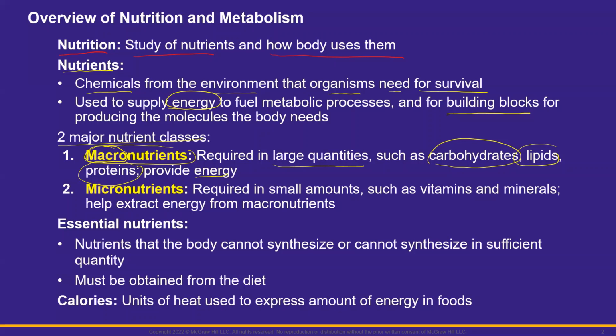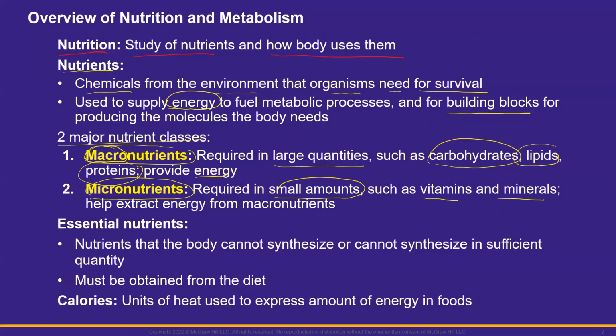Another class is called micronutrients. They are required in small amounts, such as vitamins and minerals, and these are used for other processes, for example, as part of the enzymatic processes in our body.